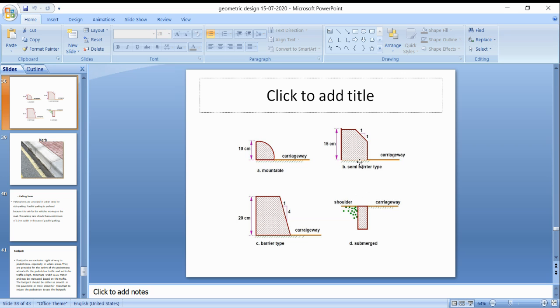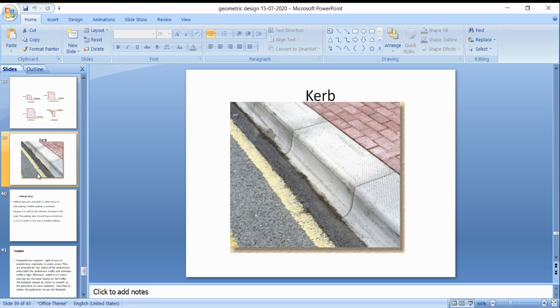And so this semi-mountable, we can have this use of carriageway, footpath, and this is a footpath, and this is the width of the height of the road. So if you want, you can use this one. It's semi-mountable, but in the barrier type, it's not possible to use that footpath in the carriageway. Here you can see the vehicle will not be able to get on this one if the height is low.